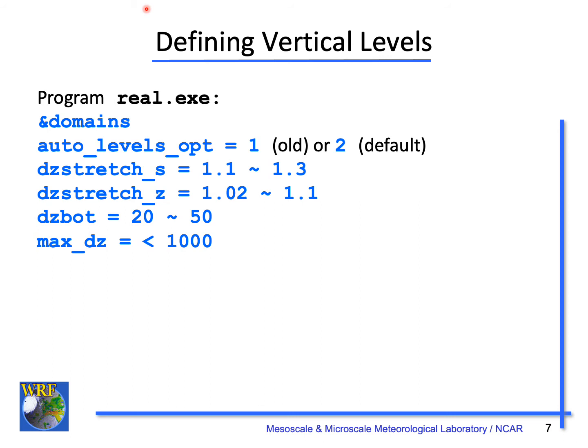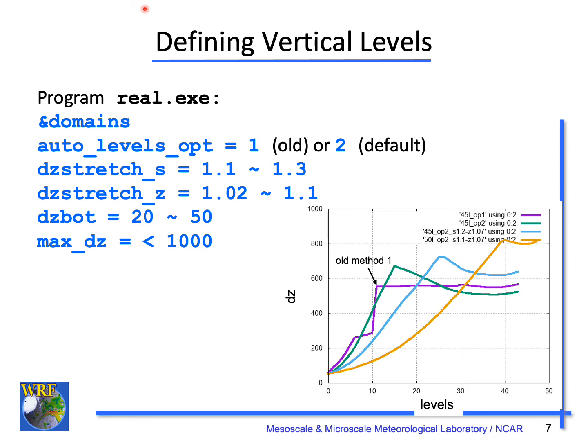This plot shows how delta z varies as a function of levels. The purple line, green and the blue ones all have 45 vertical levels. The purple line shows delta z as computed from the old method, option 1. We can see that there is a big jump of the value at level 11. The green and the blue lines show delta z varying with different stretching coefficients. Using the new method, both have delta z varying more smoothly with levels.